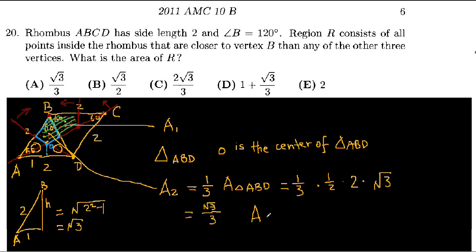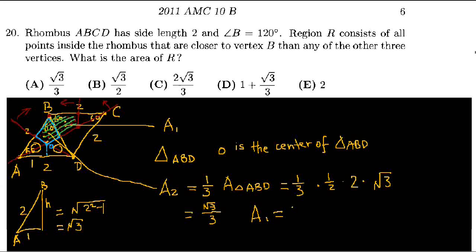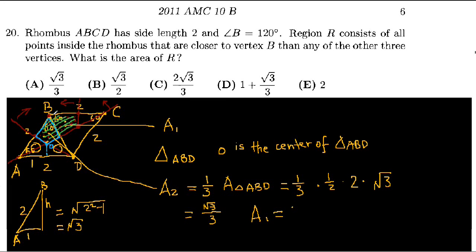Okay, and A2 is the square root of 3 over 3. And we know the area of A1 is twice that, because you can calculate the other triangle here, which is symmetric. So the area A1 is 2 times A2, which is 2 square root 3 divided by 3. The answer is C.